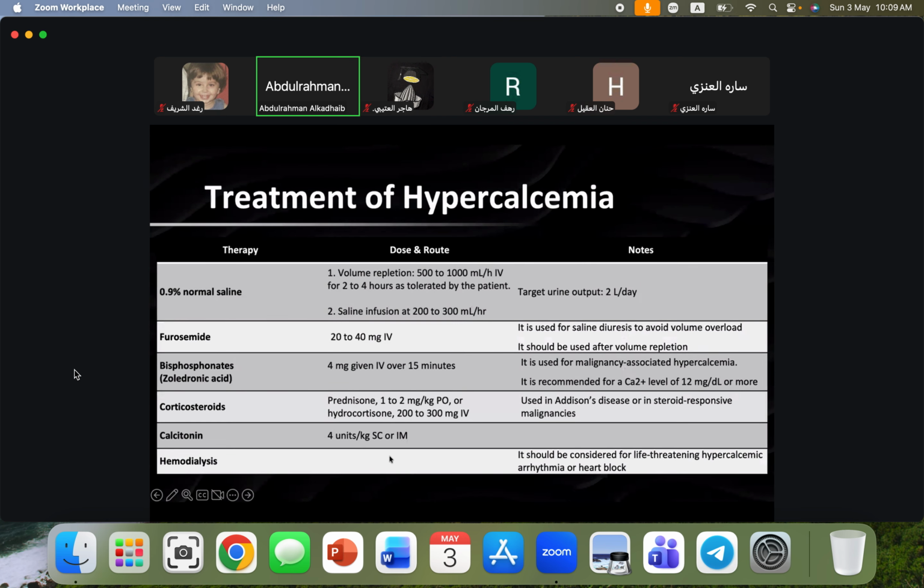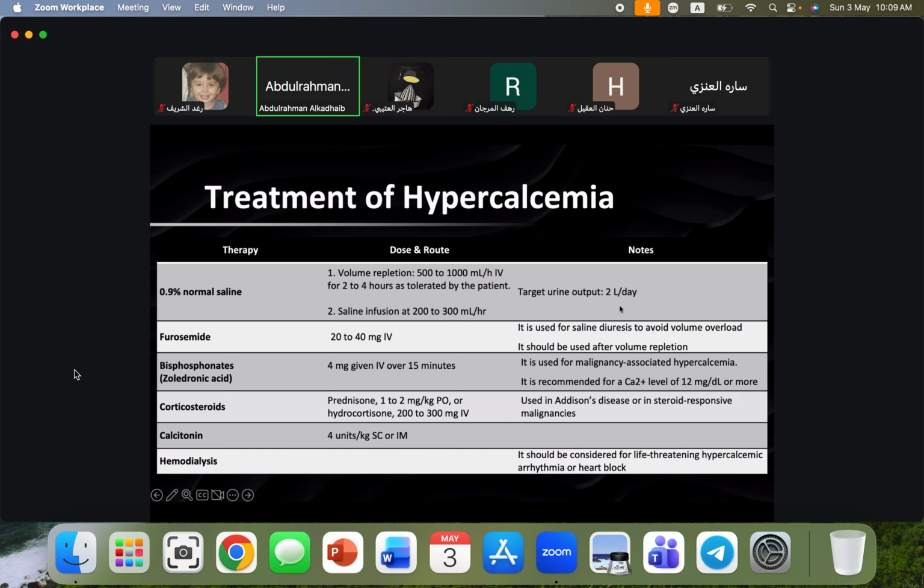Okay, so how should we treat hypercalcemia? Usually we can treat it with many treatment lines. We treat all patients with hypercalcemia with normal saline, 0.9%. We start with volume repletion using 500 to 1,000 milliliters per hour. Then we follow this with saline infusion at a rate of 200 to 300 milliliters per hour. And we target the urine output.